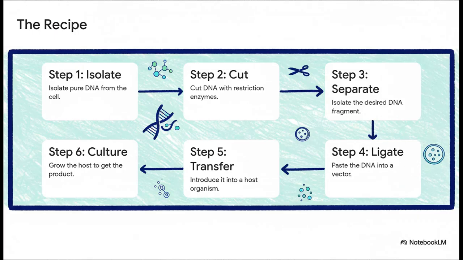1. Get the DNA out of the cell. 2. Cut it up with our scissors. 3. Find and separate the one piece we want. 4. Glue it into our delivery vector. 5. Put that vector into our host cell. And 6. Grow that host cell so it can make our product. Now let's look at a few of these steps a little more closely.